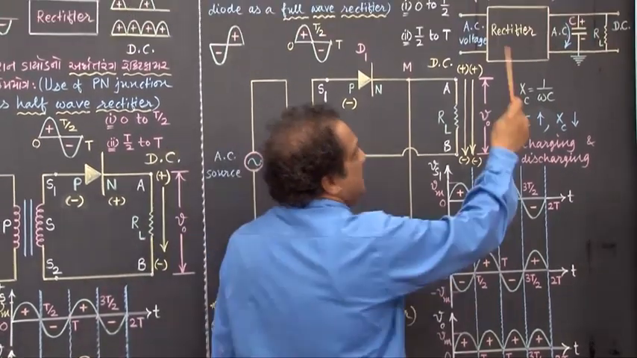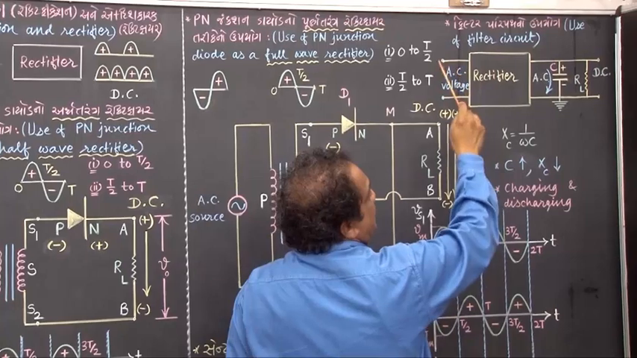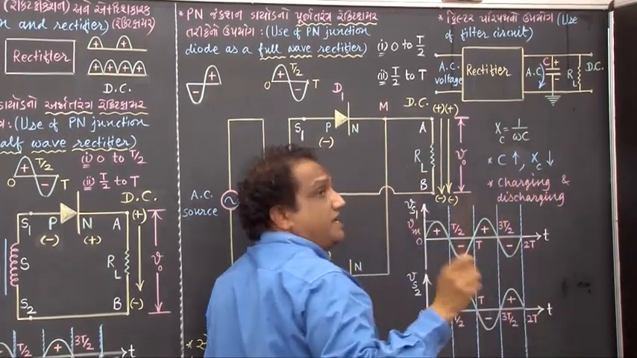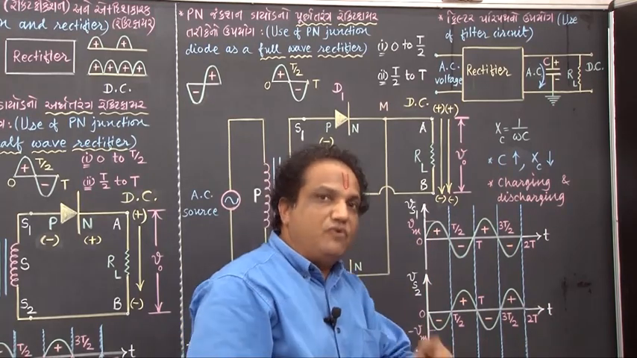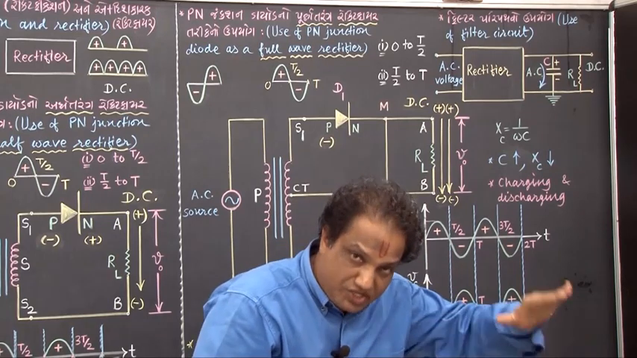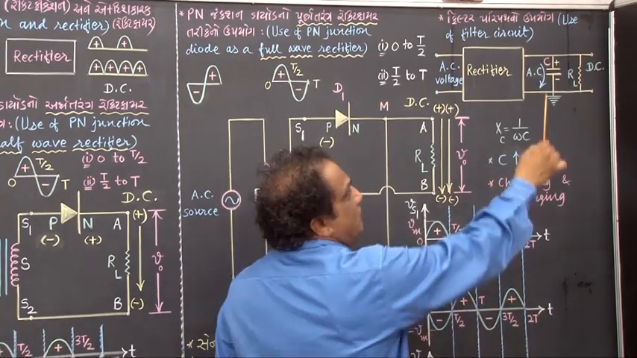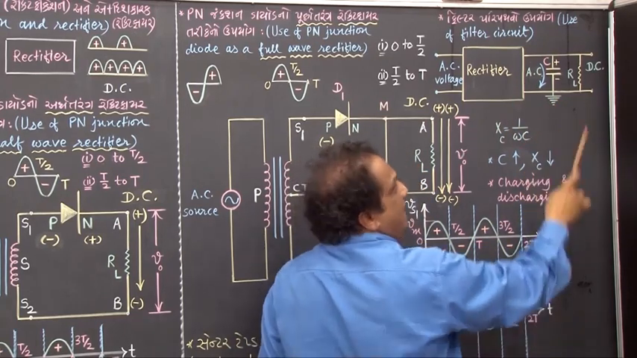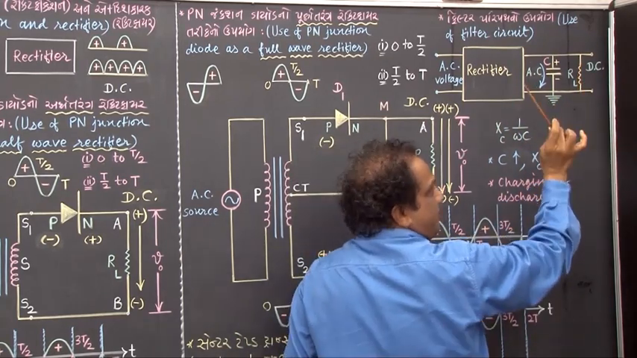Look, here is AC voltage which is applied to the rectifier. In the output of the rectifier, we have pulsating DC, out of which we would like to remove the pulsation. We would like to make that voltage rather smooth and constant. And for that, what we do, we just connect one capacitor here having very high capacitance, and one load resistance is connected this way. Fine.